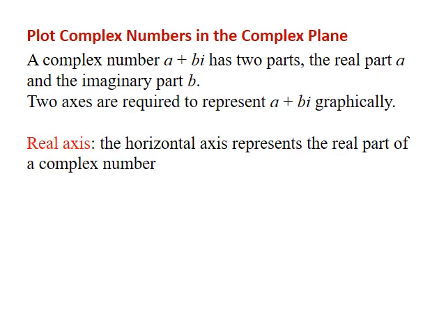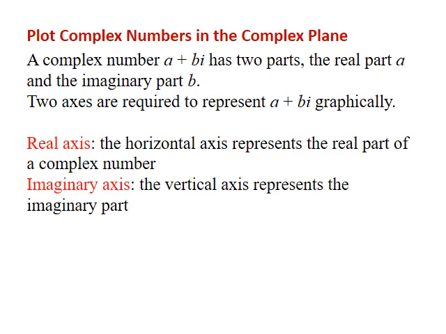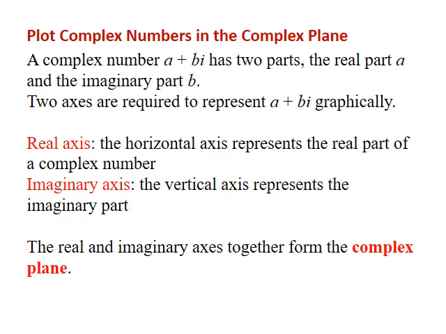The first thing we will address is plotting complex numbers in the complex plane. So I want to remind you that a complex number is a plus bi, where there are two parts. A is the real part and b is the imaginary part. And there are two axes that are required to represent this. We will have a real axis, which is the horizontal axis, and the imaginary axis, which is the vertical axis. The real and the imaginary axes together produce the complex plane.